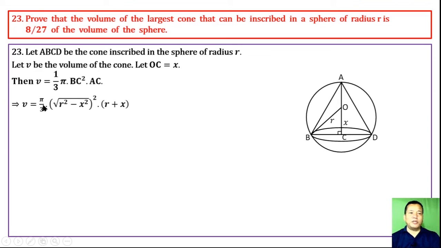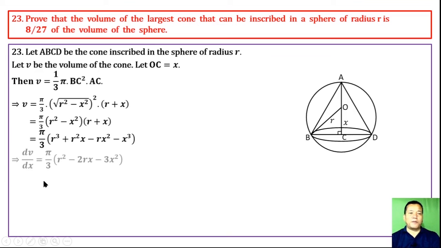Applying the Pythagoras theorem in right triangle OBC, right angle at C, we get BC whose value is root over r squared minus x squared, whose square is r squared minus x squared. And AC is AO plus OC. AO is r, plus OC is x. We get this expression, and multiplying we get the volume.